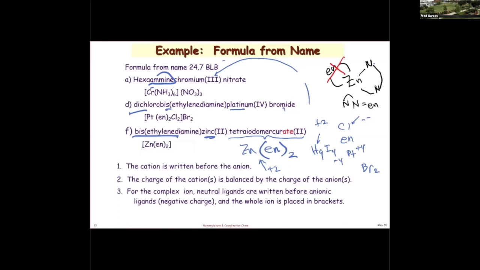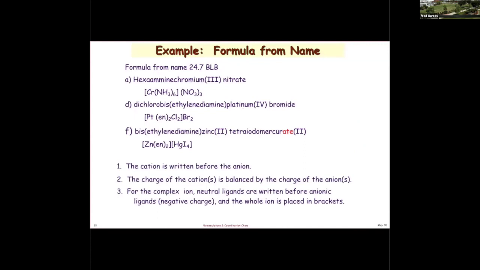That's bisethylene diamine zinc 2 tetraiodomercurate 2. That's the name of that. So what you need to do is practice this, and I believe there are a bunch of homework problems that have you practicing this. For those of you who have lab, you guys have a bunch of nomenclature in coordination chemistry, okay? And you just need to practice. So that's the fundamentals of coordination chemistry.